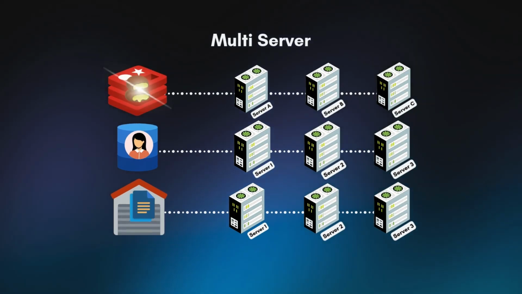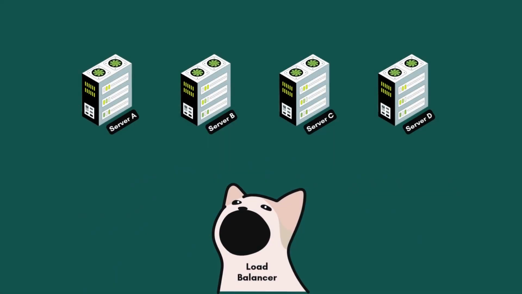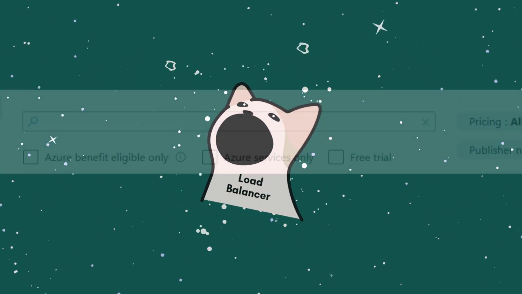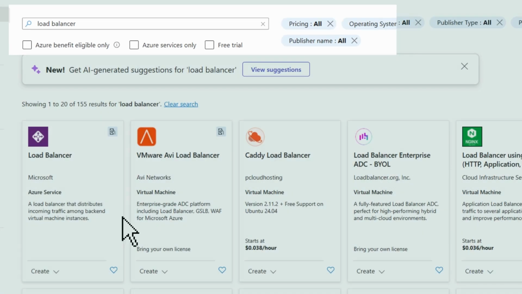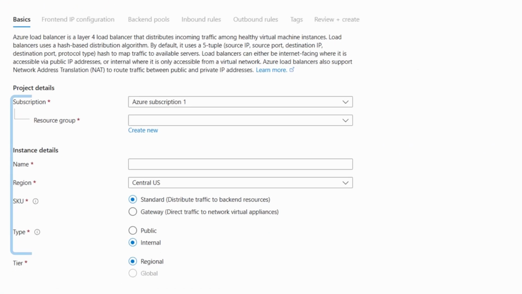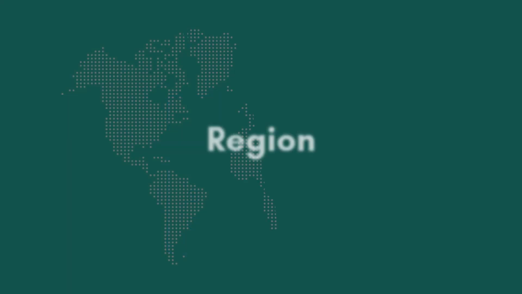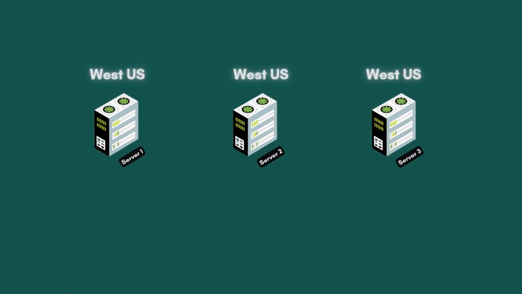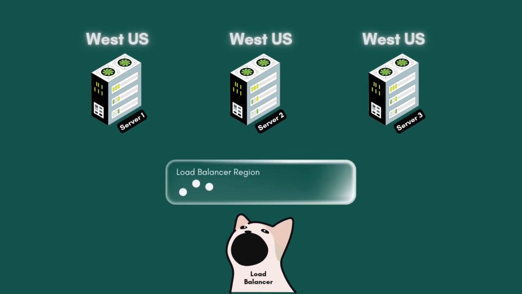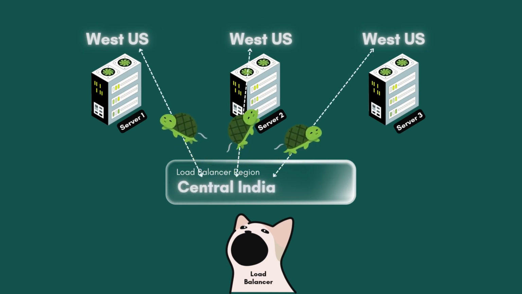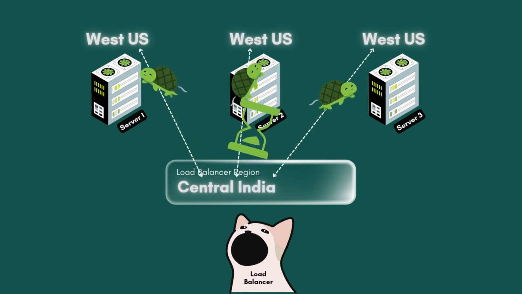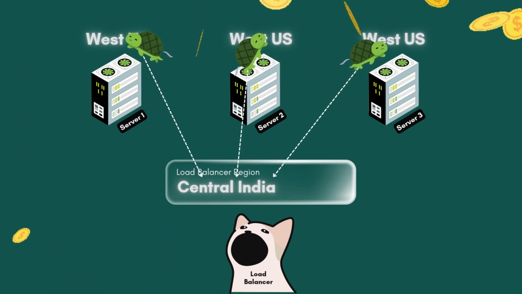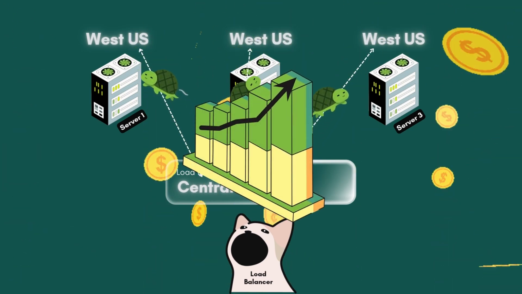Since we're talking about multiple servers, let's take a closer look at the load balancer itself. If you're going to explicitly provision and configure a load balancer in a cloud provider, you'll come across several important terms. First, region. Suppose all your application servers are located in the West US region. Where should the load balancer be placed? The answer is simple: in the same region as your servers. If the load balancer is in a different region, every request has to travel across regions, which adds unnecessary latency. It can also increase cost because cloud providers often charge for cross-region traffic.